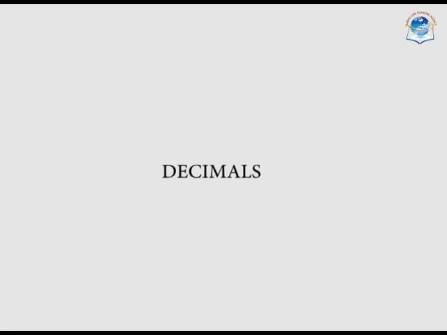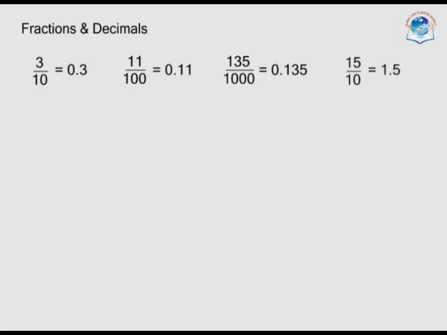Next chapter, decimals. We have seen that fractions are part of a whole. A fraction whose denominator is a multiple of 10 is called a decimal fraction, or simply a decimal. For example, 3 over 10 is equal to 0.3. 11 over 100 is equal to 0.11. 135 over 1000 is equal to 0.135. And 15 over 10 is equal to 1.5.